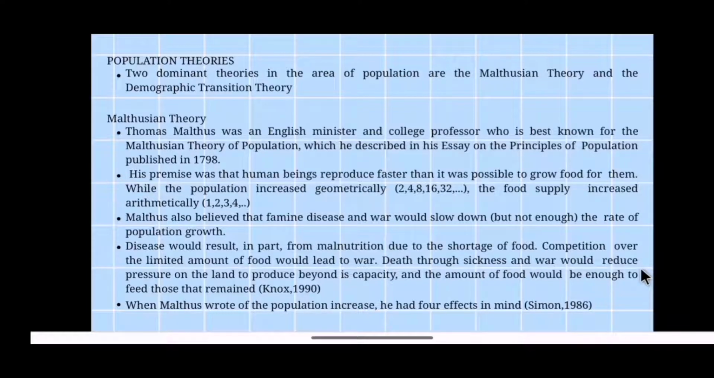Malthusian theory. Thomas Malthus was an English minister and college professor who is best known for the Malthusian theory of population, which he described in his essay on the principles of population published in 1798. His premise was that human beings reproduce faster than it was possible to grow food for them.